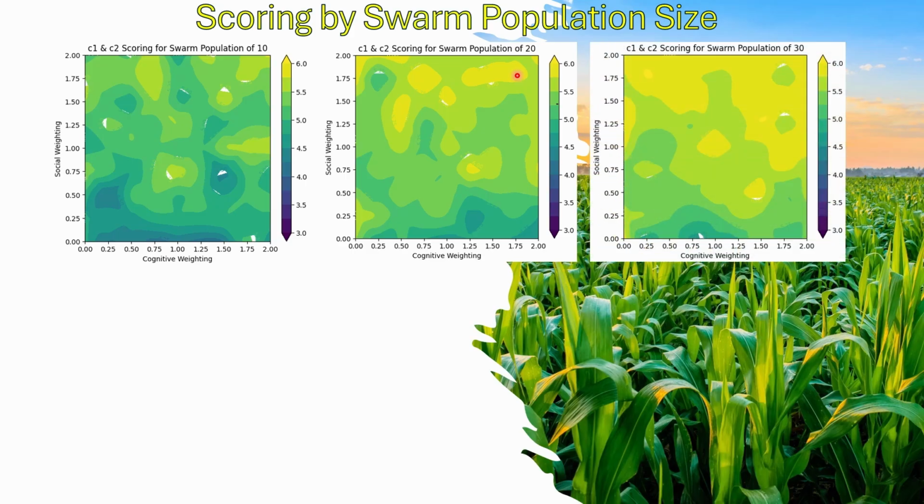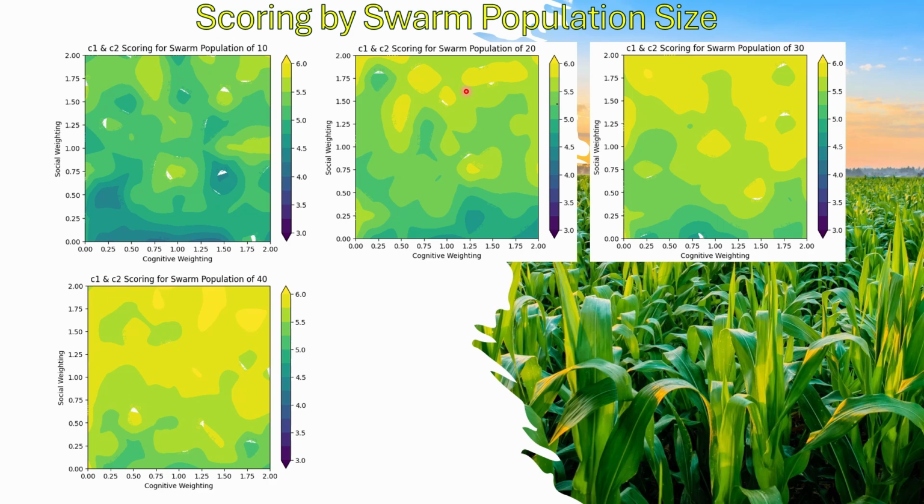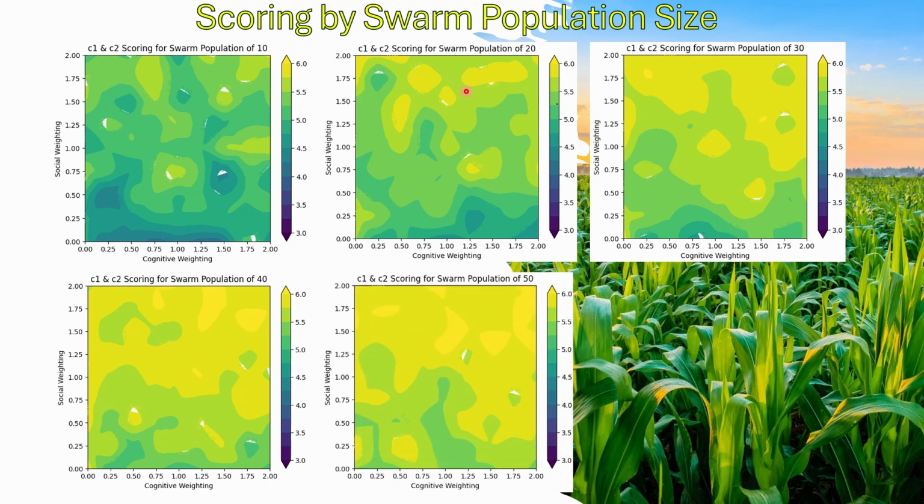Let's keep bumping up that population. We start to see more yellows here, not consistent though, but definitely more than in 10 or 20. 40, same thing, but more of it now. We continue on with 50. Yep, we're now getting lots of yellow up in this space here when societal and cognitive are above 1. So this would seem to be a good configuration with 50.